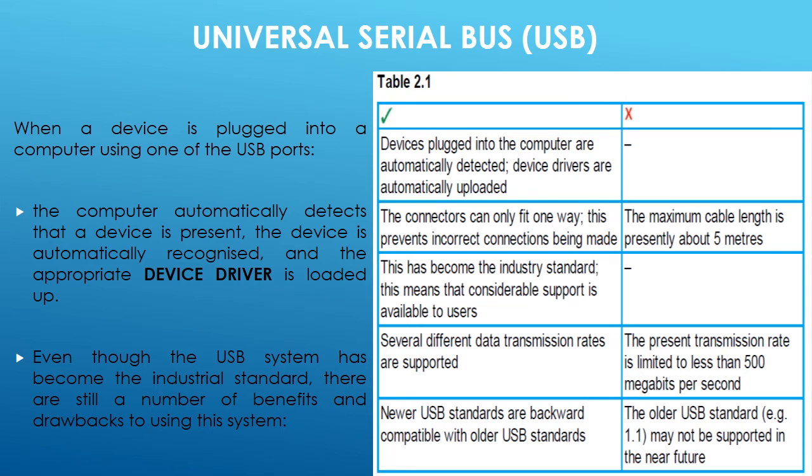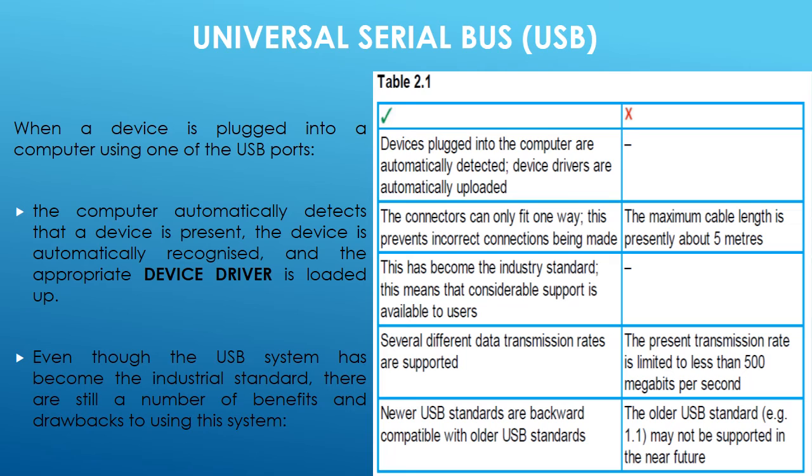When a device is plugged into a computer using one of the USB ports, the computer automatically detects that a device is present. This is due to a small change in the voltage level on the data signal wires in the cable. The device is automatically recognized and the appropriate device driver is loaded up, so that computer and device can communicate effectively. If a new device is detected, the computer will look for the device driver which matches the device. If this is not available, the user is prompted to download the appropriate software.